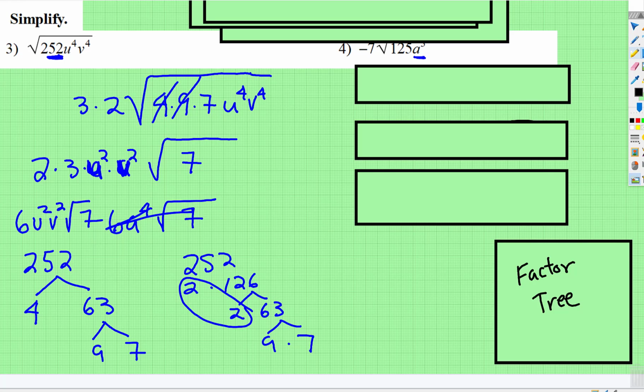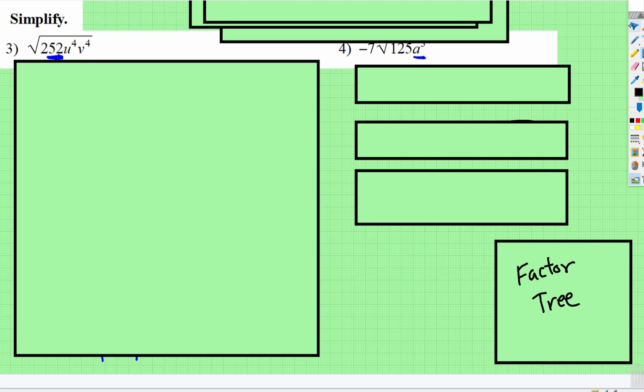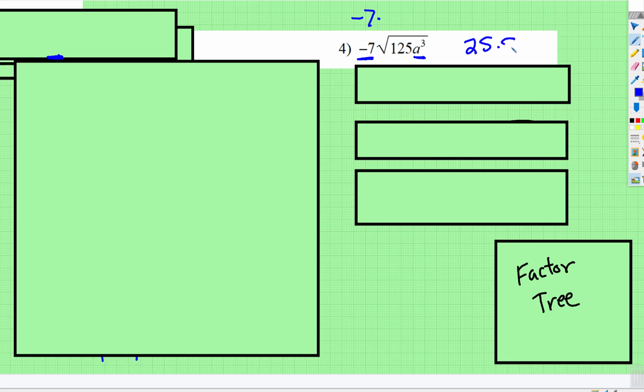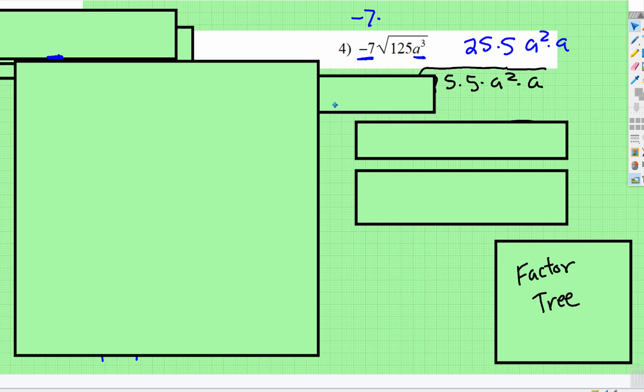All right, so now we have a coefficient in front. Well, that's okay. It doesn't change anything. It's just that when you pull numbers out, it'll be negative 7 times whatever comes out. All right, so 125 is the same as 25 times 5, so there's our perfect square. A cubed is the same as a squared times a. So there we have it.